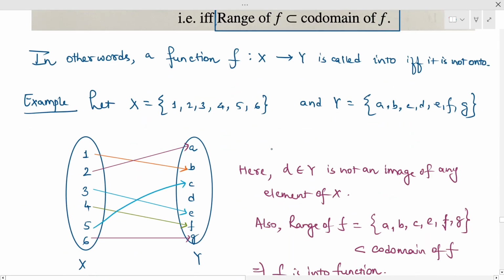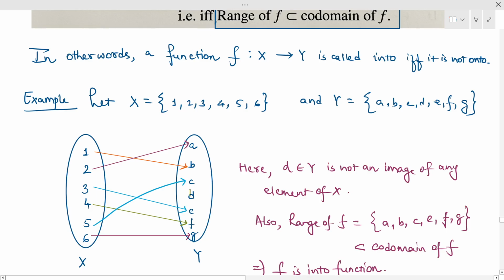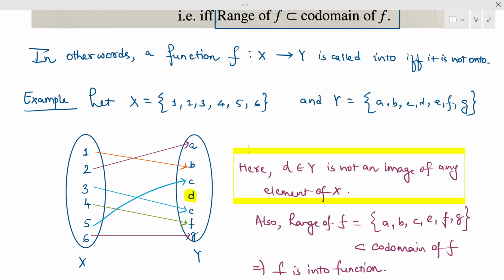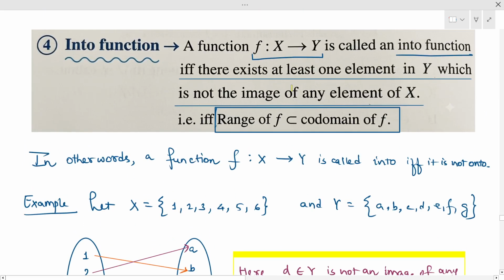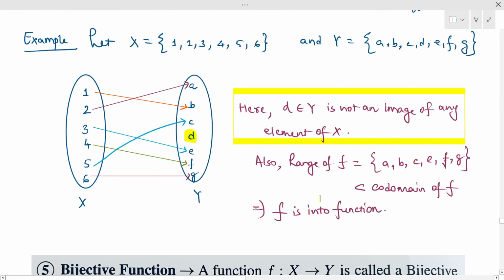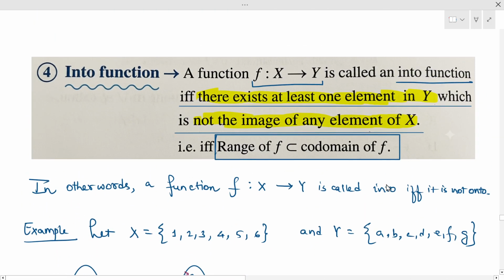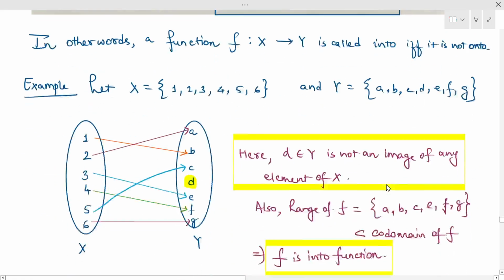So you can see here this function, you can see that d is not mapped to any of these elements of x. So here d is not an image of any element of x. That means by definition there exists at least one element in y which is not the image of any element of x. That is why we say that f is into function, right? Or you can say, when is a function into? A function is into if it is not onto.